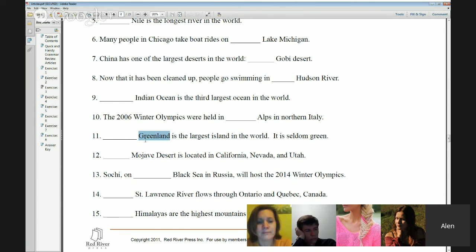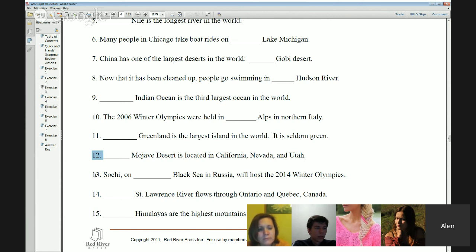Unless it's, you know, the Kingdom of Greenland, for example. Then we say the Kingdom of Greenland, or the Greenland Union, like the Soviet Union. But here, if it's just by itself, like Spain, England, France, Germany, China, without article. Yeah, always without articles. Okay. All right, very good.